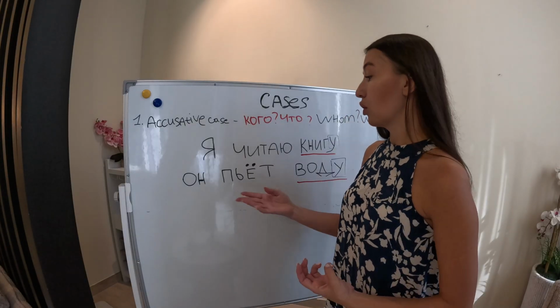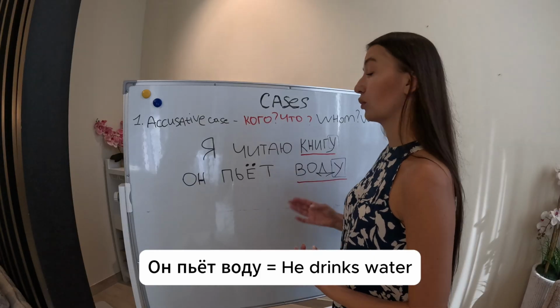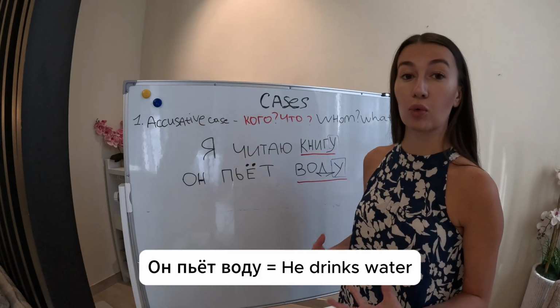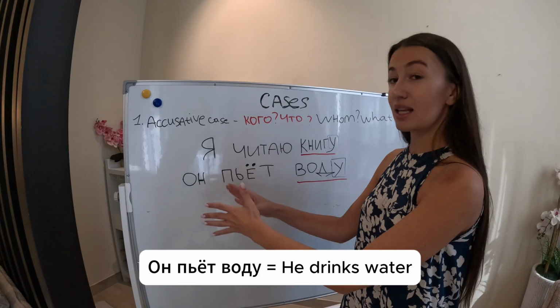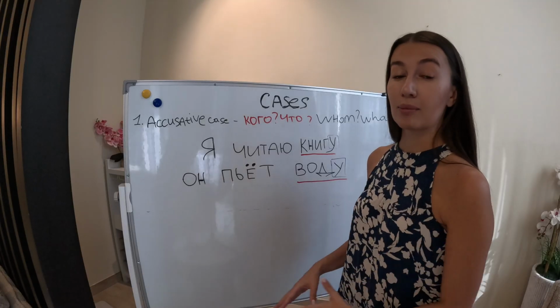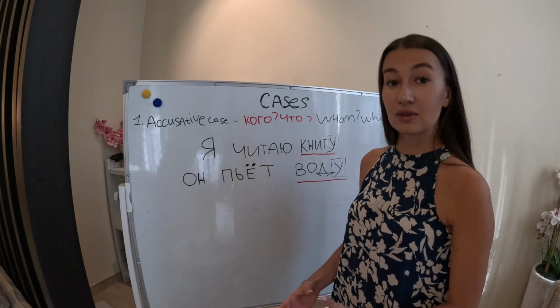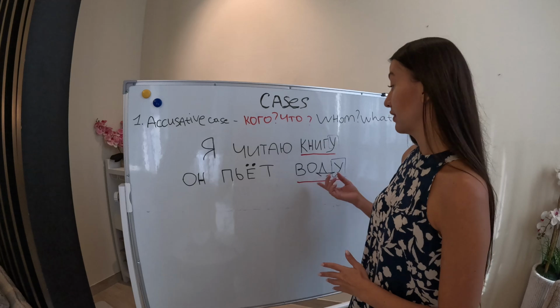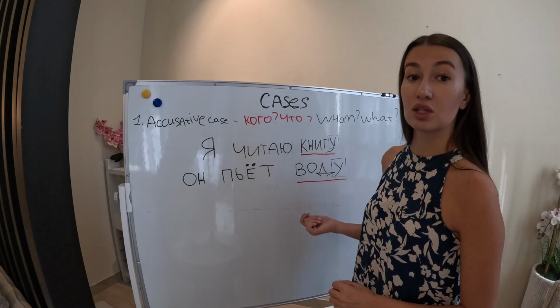Next example. Он пьет воду. He drinks water. Again, the main subject is он, he, but the object that receives the action is water. That's why water is in the accusative case.